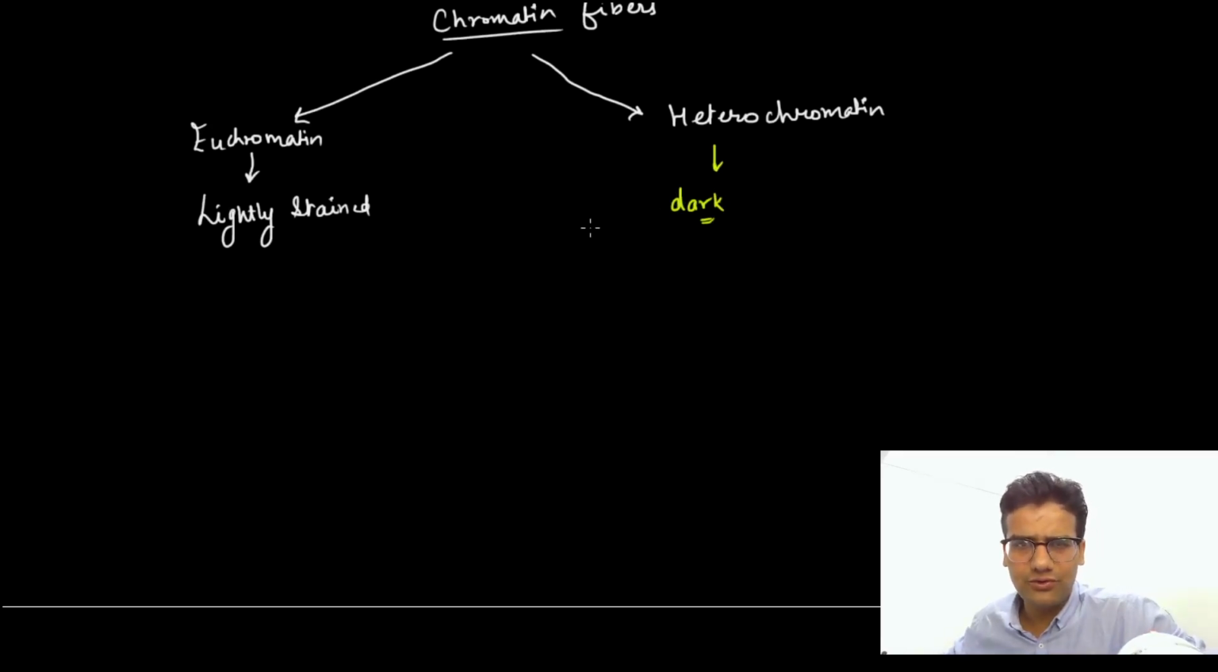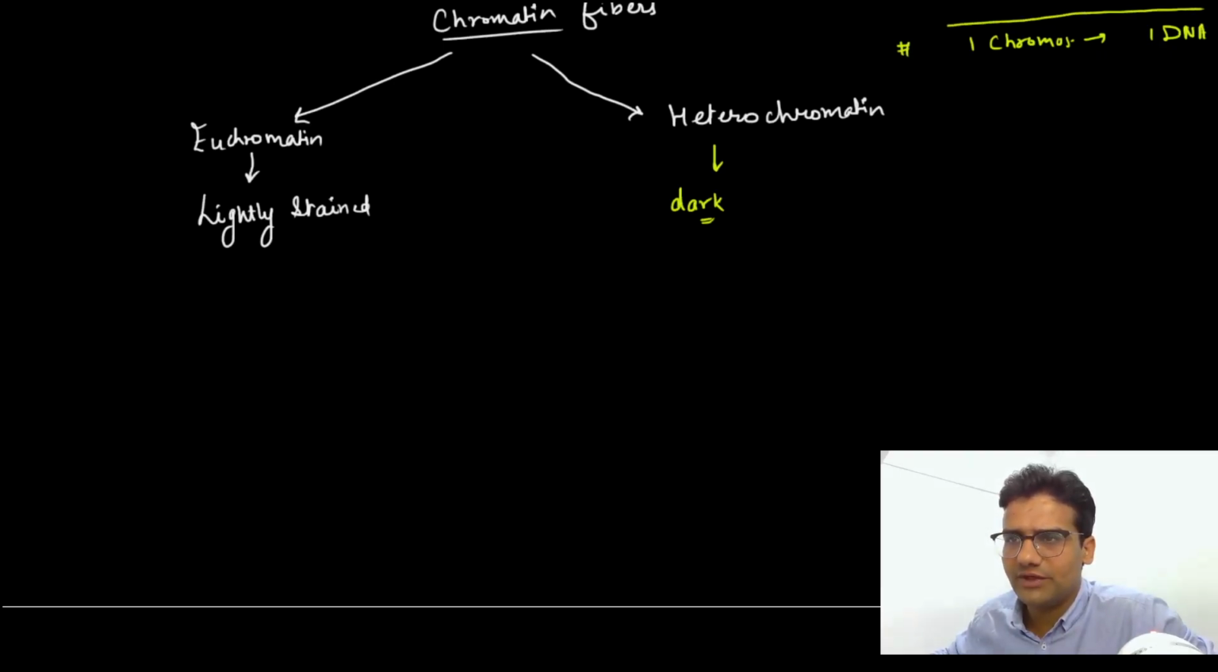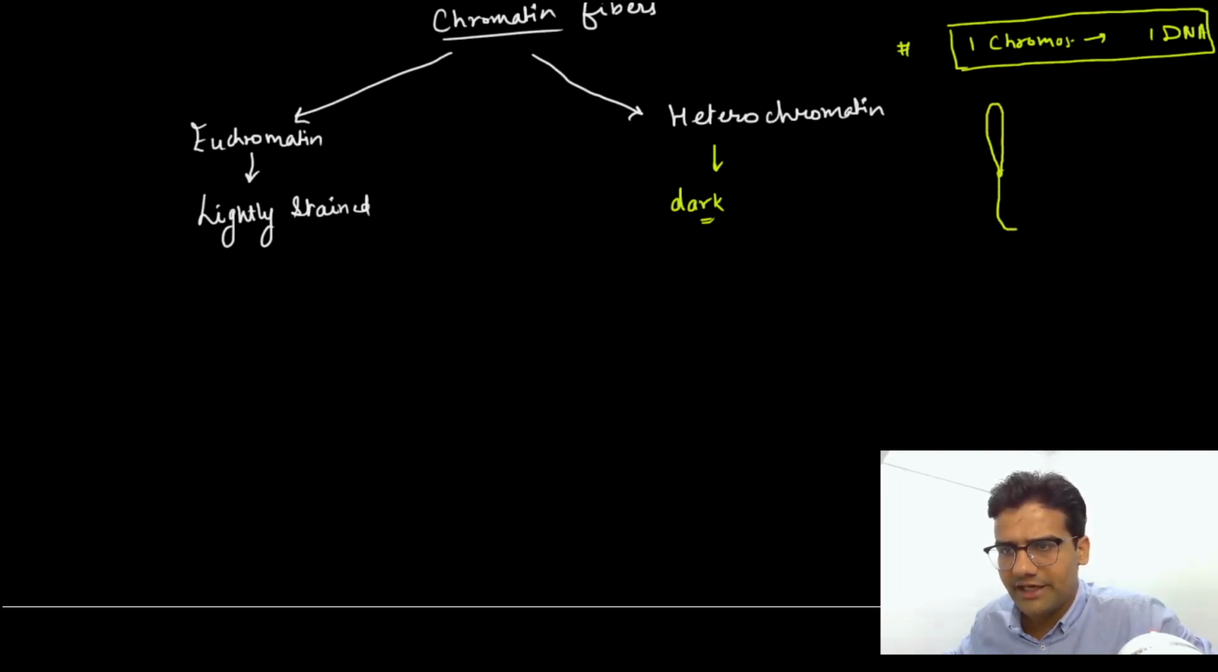Euchromatin and heterochromatin are basically parts of a whole chromosome. If there is one chromosome, there is one DNA. This question can be asked, and it is asked in various examinations. So one chromosome means one DNA. This particular chromosome is basically a DNA molecule. On some part of the DNA there is heterochromatin, and some part of the DNA is euchromatin.